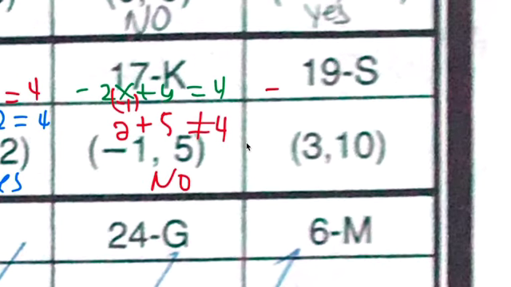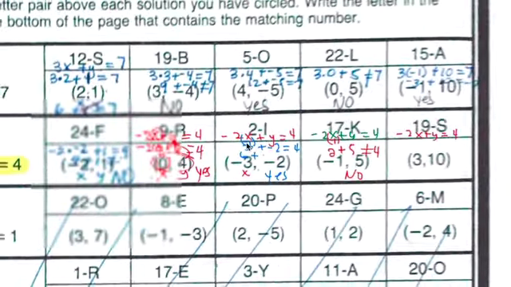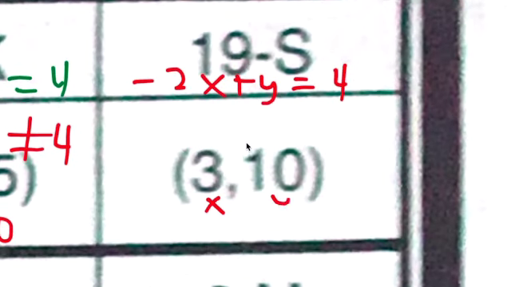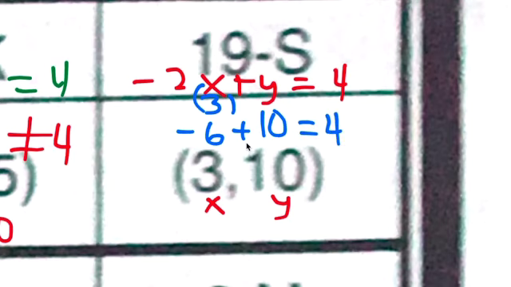Same thing there, negative 2x plus y equals 4. So this is your x, this is your y. Substitute that in. That's 3. Negative 6 plus, it's 10 there. Does that equal 4? That's a yes.